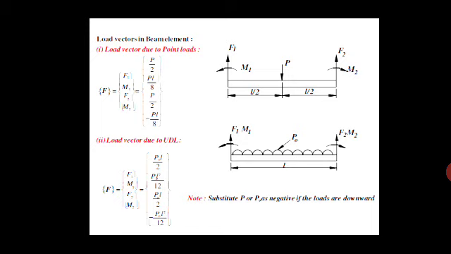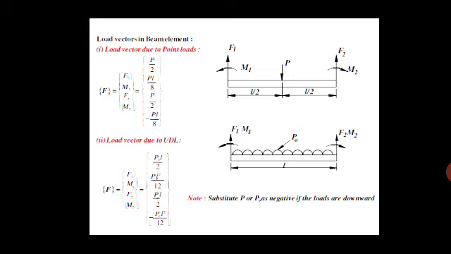Also remember the load vectors for a beam element when subjected to point loads or a UDL. Load vector due to point load can be written as vector F. At node 1 I can take force F1 and moment M1. Similarly at node 2, force F2 and moment M2. And force I can write as P by 2 and moment as PL by 8, and similarly at node 2, P by 2 and minus PL by 8.